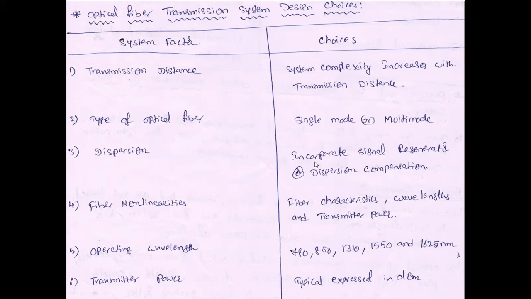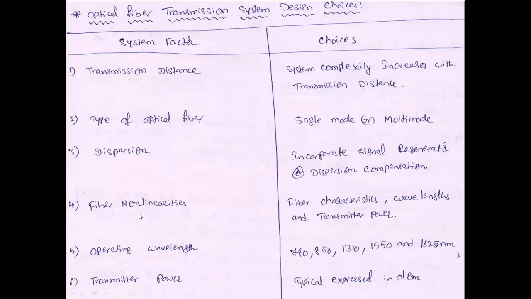Next, dispersion. Dispersion is nothing but noise. Dispersion shows as merging of the pulses. When the pulses merge, it is called ISI, intersymbol interference. Whenever intersymbol interference occurs, we use regenerators or dispersion compensation circuits to reduce dispersion.